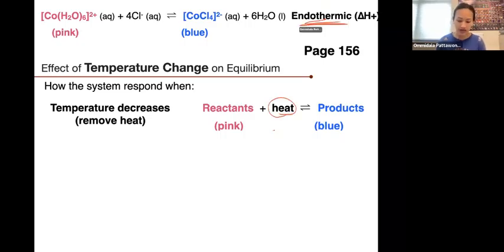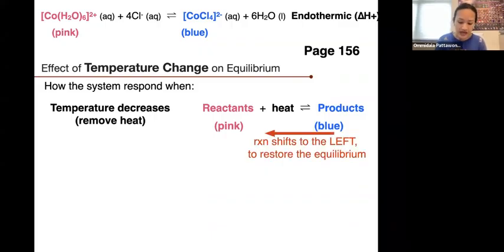You are going to predict the same way that you saw earlier. When we remove heat, or at low temperature, when the temperature decreases, the heat is being removed. So you are reducing the amount of heat, which means you are reducing the amount of reactant. Therefore, the reaction would shift toward making more of the reactant in order to establish the new equilibrium again. So you are going to observe the color to be pink in this case.